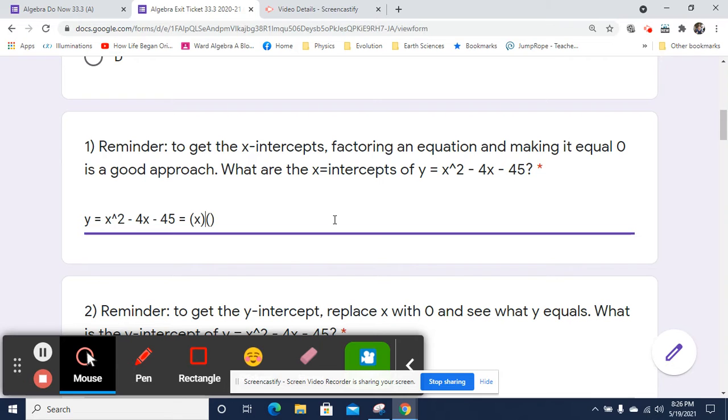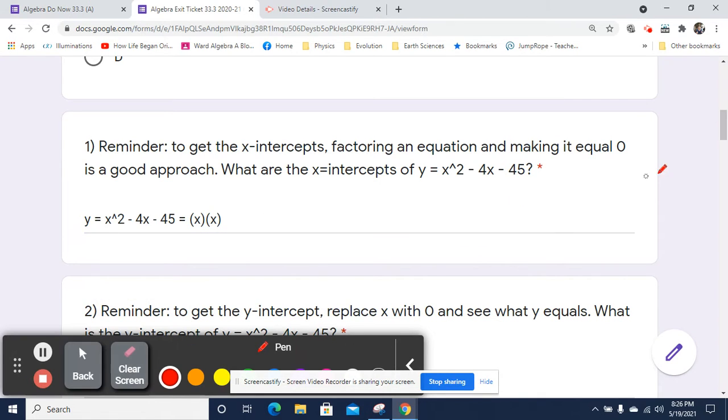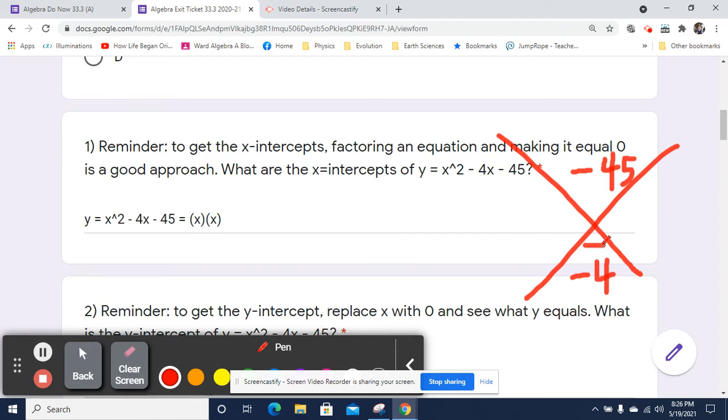There's definitely going to be an x in both of those, and it's nice that the lead coefficient is just one. We need two factors of negative 45 that add up to negative 4. One has to be negative and one has to be positive because that's a negative product. And the negative one is going to be the one that's farther from 0 because our sum is negative.